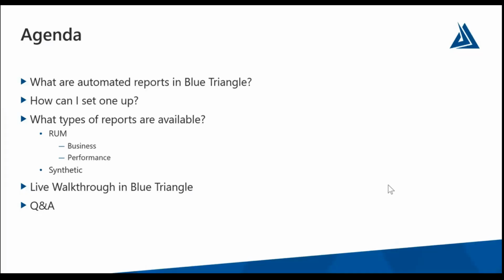For today's agenda, we're going to start off by talking about what the automated reports in Blue Triangle are. We'll get into how to get to them in the portal and how the page works, and that'll take us into how we can set one of these up, how to configure the recipients, the schedule, etc. And then we'll talk about what types of reports are available.